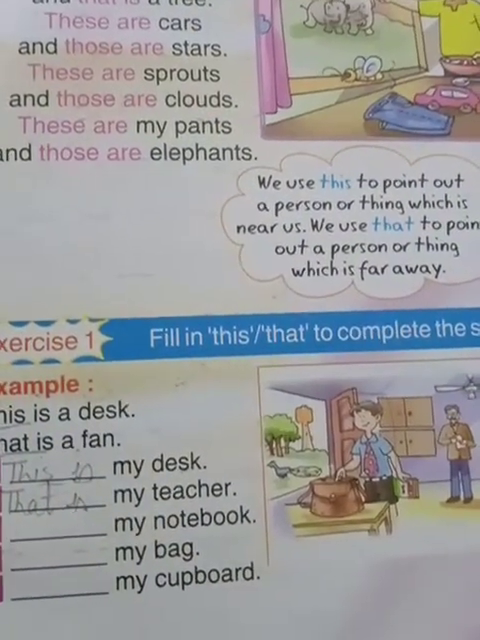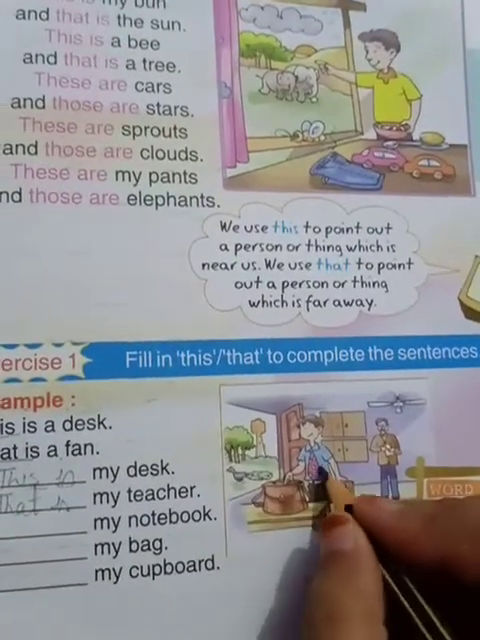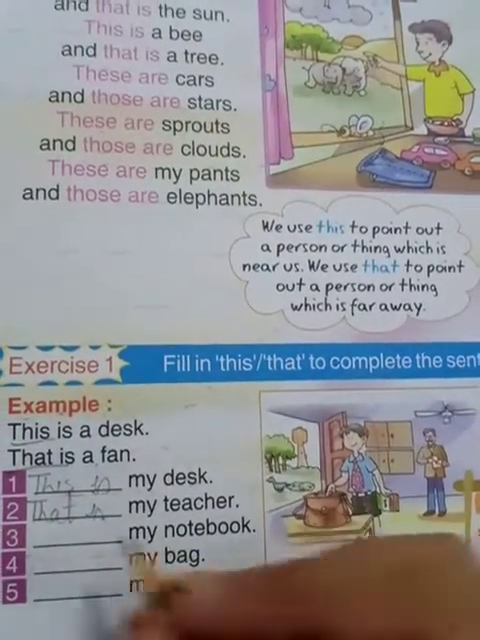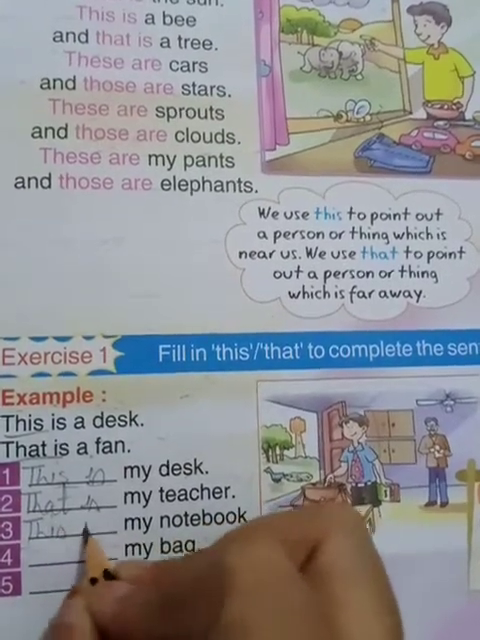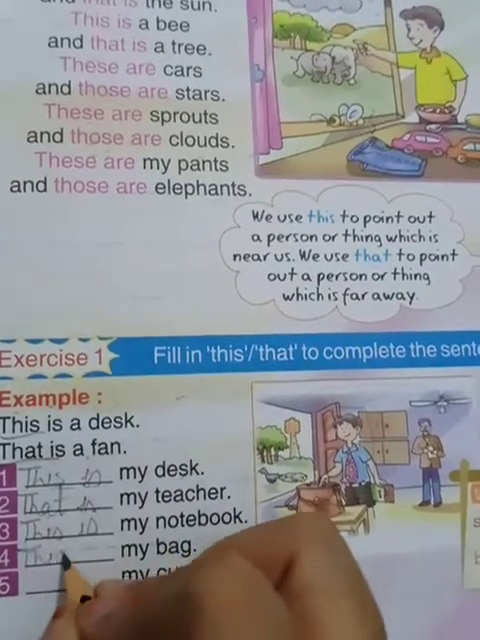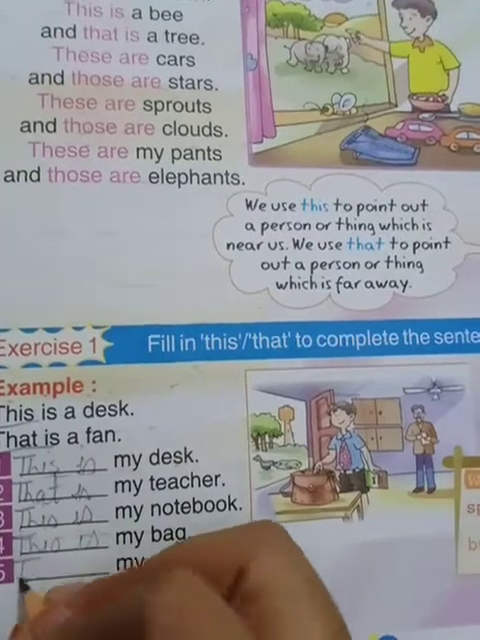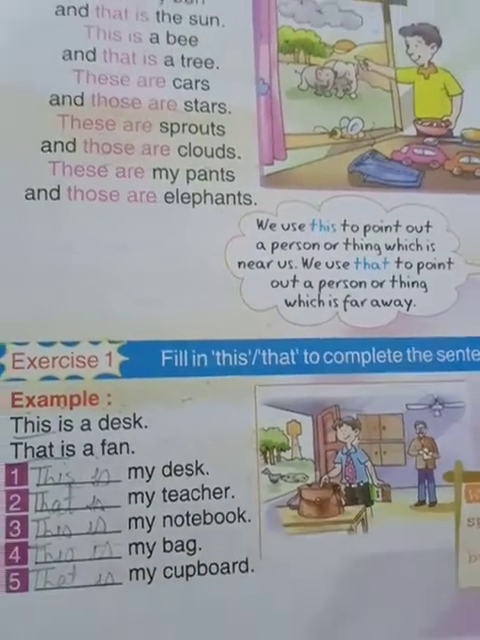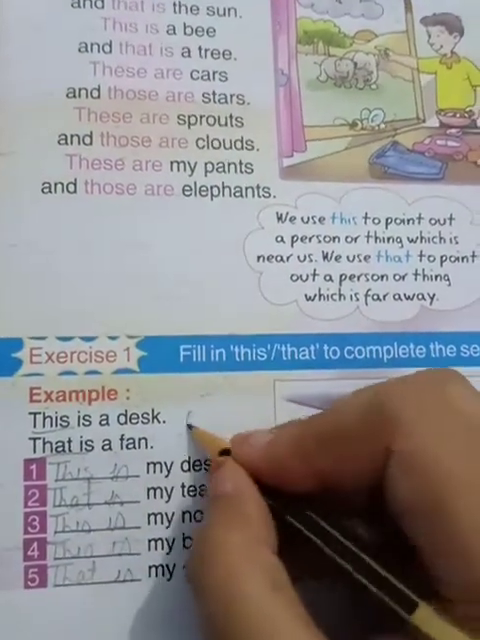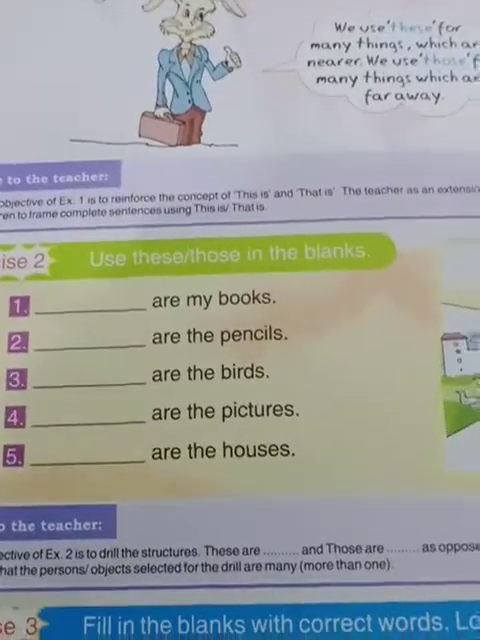Notebook is near with the boy and a single thing, so this is my notebook. Bag is near with the boy, this is my bag. Cupboard is far away from the boy, so that is my cupboard. Do this in your book. Now the next exercise number 2, this you will do in your book.